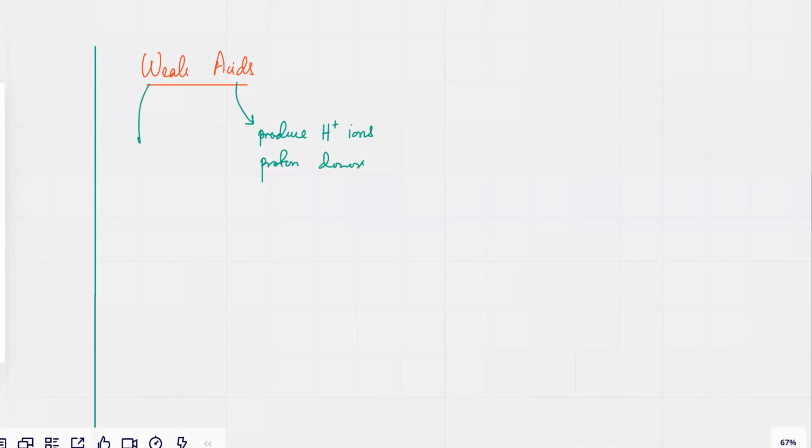What is weak? Weak means that they ionize partially, or they dissociate partially. Ionize is the correct word. They ionize partially, so they produce fewer H plus ions. They don't produce a lot of H plus ions. And we did discuss that any acid could be represented by this. It's going to produce an ion, and it's also going to produce an H plus.